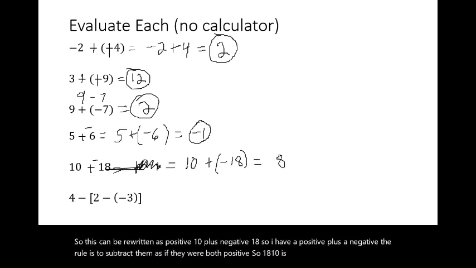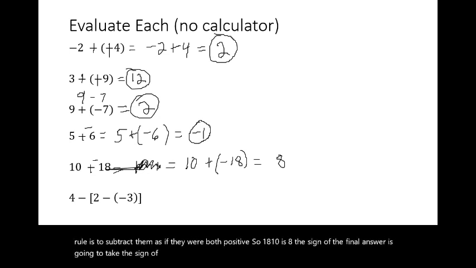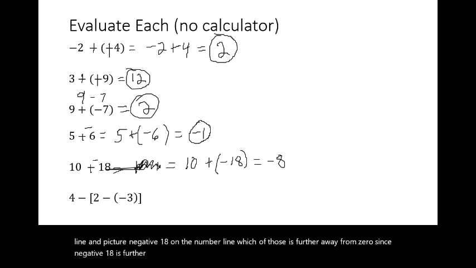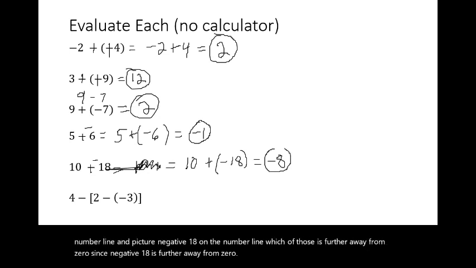The sign of the final answer is going to take the sign of the number that is further away from 0. So picture 10 on the number line and picture negative 18 on the number line. Which of those is further away from 0? Since negative 18 is further away from 0, the final answer is going to be negative 8.